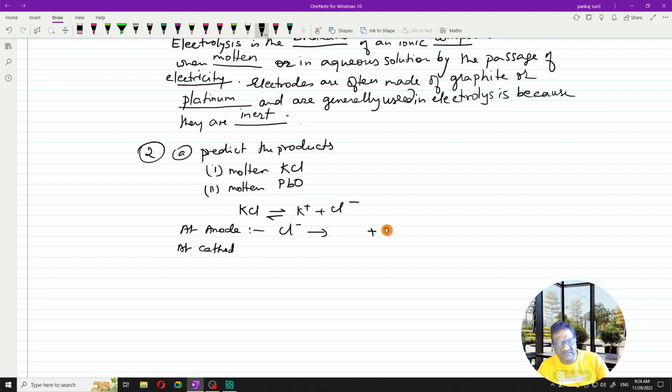it will give away its electron. I am writing it will give away one electron and get converted into Cl. But then Cl alone cannot exist, you should have Cl2. So you will have two chloride ions coming to the anode, and these chloride ions will give two electrons. So I'm writing here plus two electrons. Two chloride ions will lose two electrons to the anode, and chlorine gas will be formed at the anode. So the product at the anode is chlorine gas.